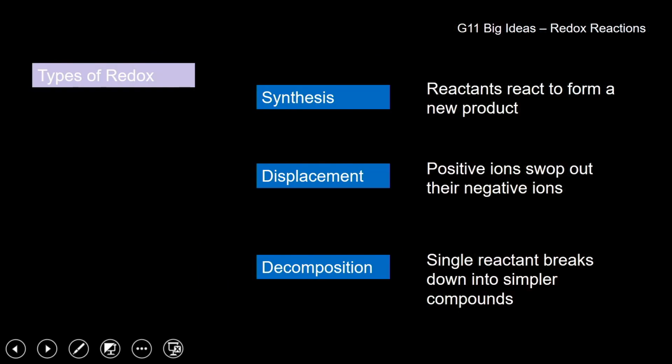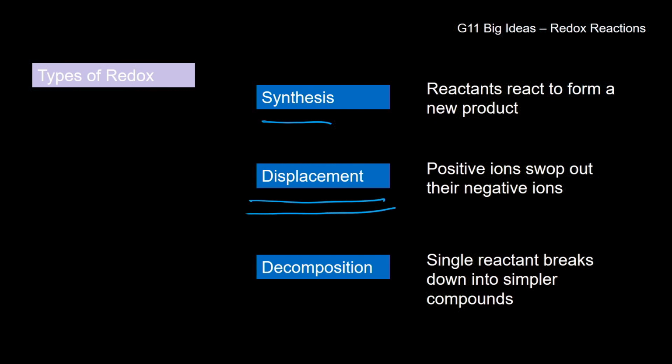Right, quickly, grade 11s. We have a few types of redox reactions. We have synthesis, which is where a new product is formed. We have displacement, and we'll come across that again, especially next year in grade 12. Positive ions swap out their negative ions. We've already looked at some of those. And then decomposition, which is where you take a single substance and it breaks up into 2 or 3 separate substances.